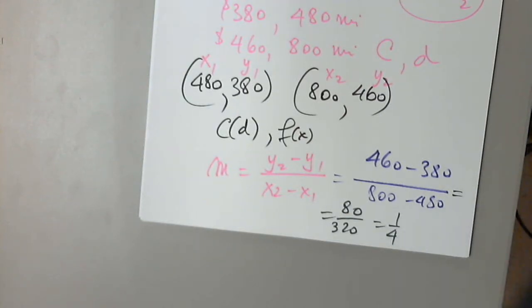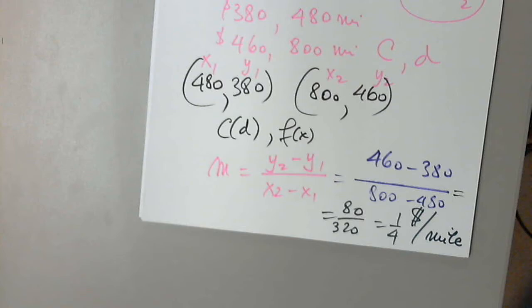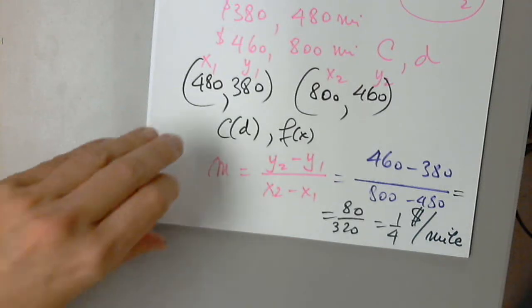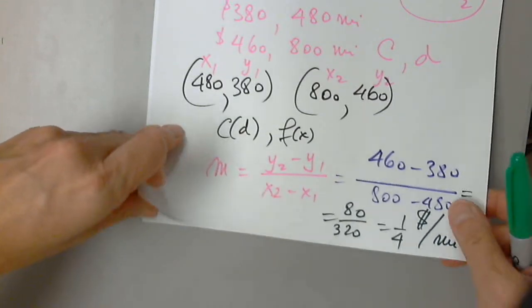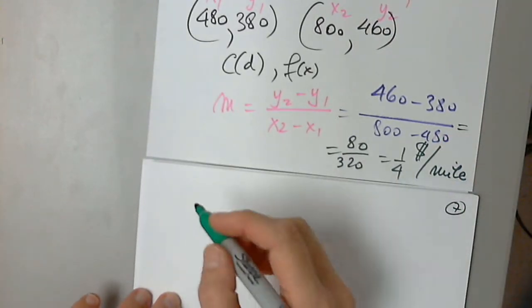Measurement unit. If I leave it as is, I will not get full credit. It has two measurement units, one coming from the top and one coming from the bottom. What is the measurement unit for the top? Dollars. Dollars per mile, that's it. Please write the measurement unit. Dollars per mile, which is a quarter dollar per mile. Okay, perfect. So now we determine the slope.